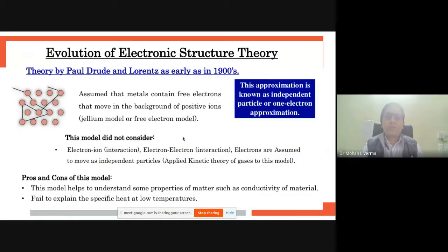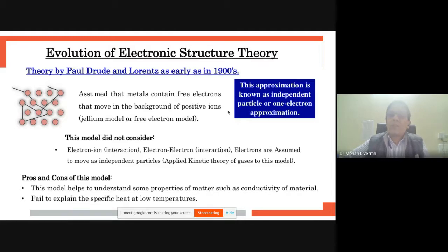Now, let's go through the evolution of electronic structure theory. Generally, when we talk about electronic theories, we start from the theory given by Paul Drude and Lorentz, starting from 1900. In this, it is assumed that the metal contains free electrons that move in the background of positive ions. And then there is the concept of mean free path, relaxation time, etc.